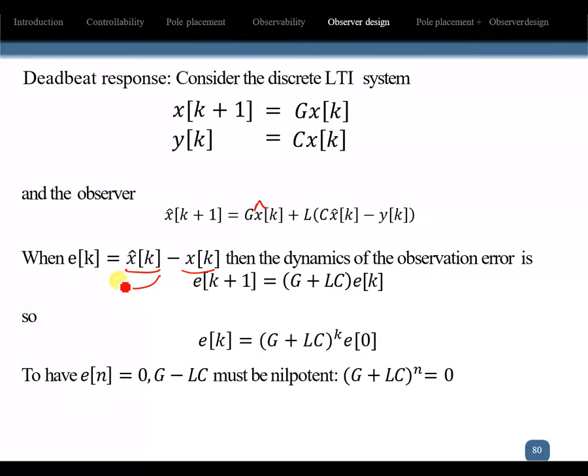It is very easy: you substitute x(k) by the formula here, then you can find e(k+1). From e(k+1) you can find e(k) = (J + LC)^k e(0), and to have e(n) equal to 0, J + LC must be nilpotent. That means (J + LC)^n is equal to 0.